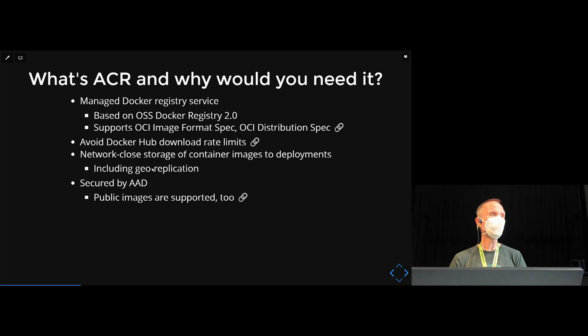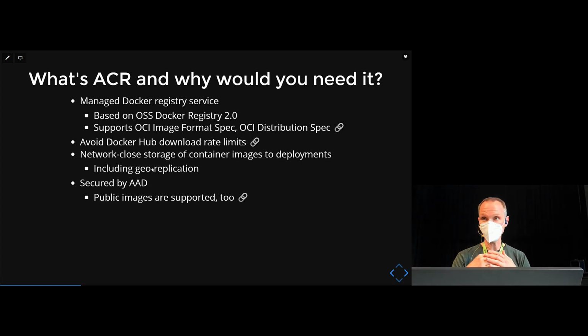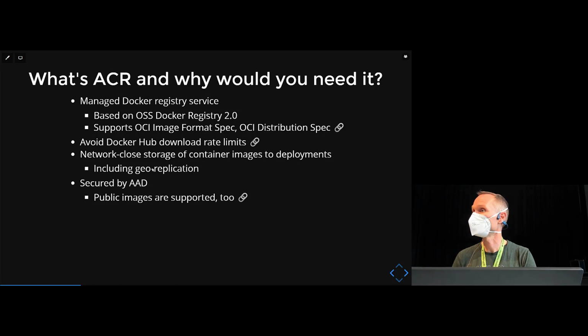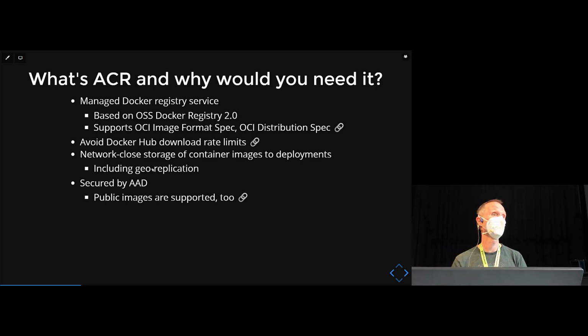However, if you want to offer container images for public download, for instance, if you are an open source company, for instance, an organization publishing open source container images, you can definitely do so. You can enable the ACR to offer anonymous downloads. So it's really up to you. Do you want to have a protected version or do you want to have a public version? You can do it.